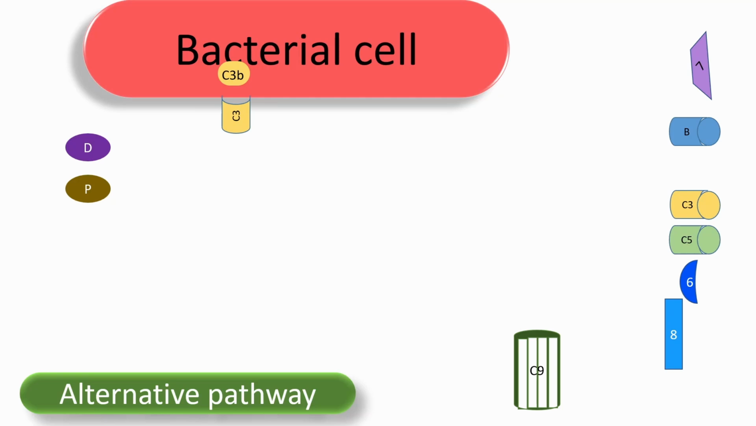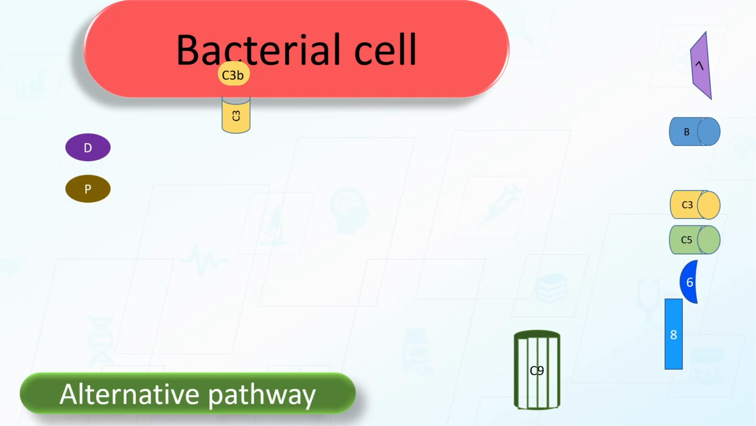But I told you that for C3 and C4, once they are converted into b and a, the b fragment has a thioester domain which binds preferably to sugar molecules on the surface of microorganisms. But if it remains in soluble form, it will be deactivated by water, or hydrolyzed. So if it remains in the solution, it will be hydrolyzed. That's a normal control system.